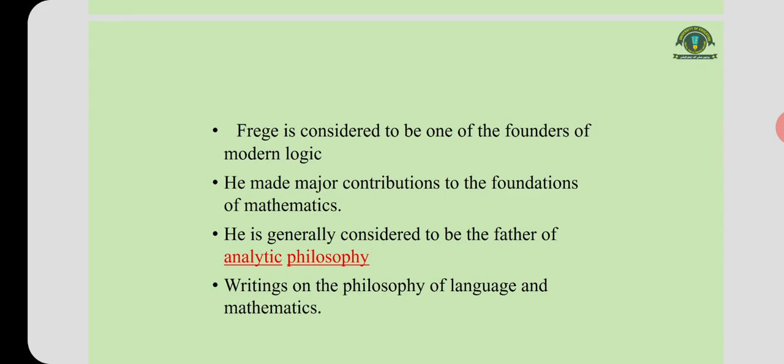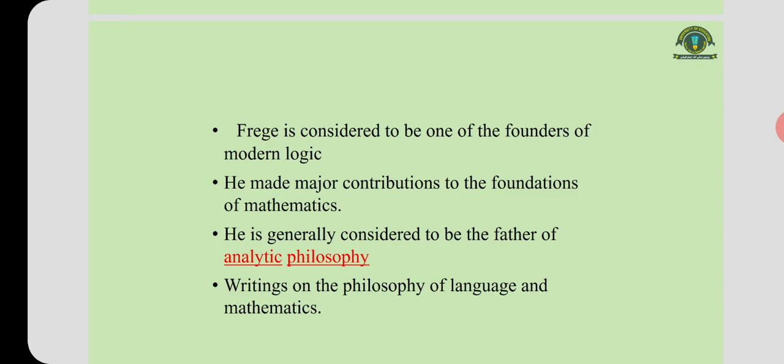He made major contributions to the foundations of mathematics, and as you know, mathematics is the mother of all sciences, so it is always based on true values, the truth tables, the truth values of expressions. So in meaning theories we also use truth values to elicit the meanings. He is generally considered to be the father of analytic philosophy. So analytical philosophy was basically invented by Frege.